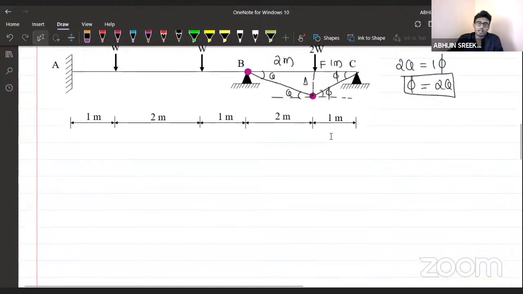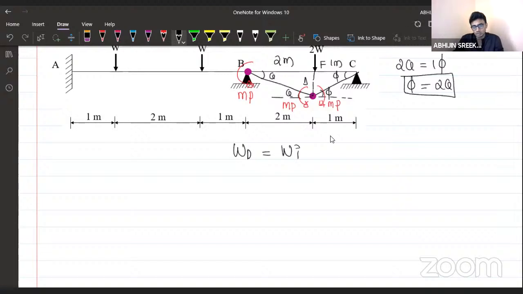Okay. At the point of plastic formation, the moment value will be equal to Mp. Here also I'll have the Mp value, and here also. Now I can calculate the collapse load by using the virtual work theorem. External work done will be equal to internal work done. What is external work? Load into displacement. Internal work will be equal to Mp into rotation.